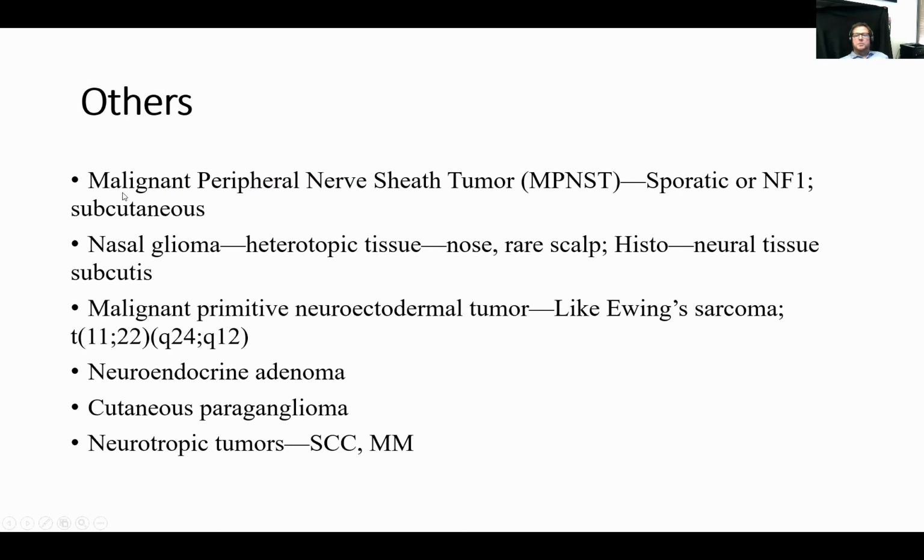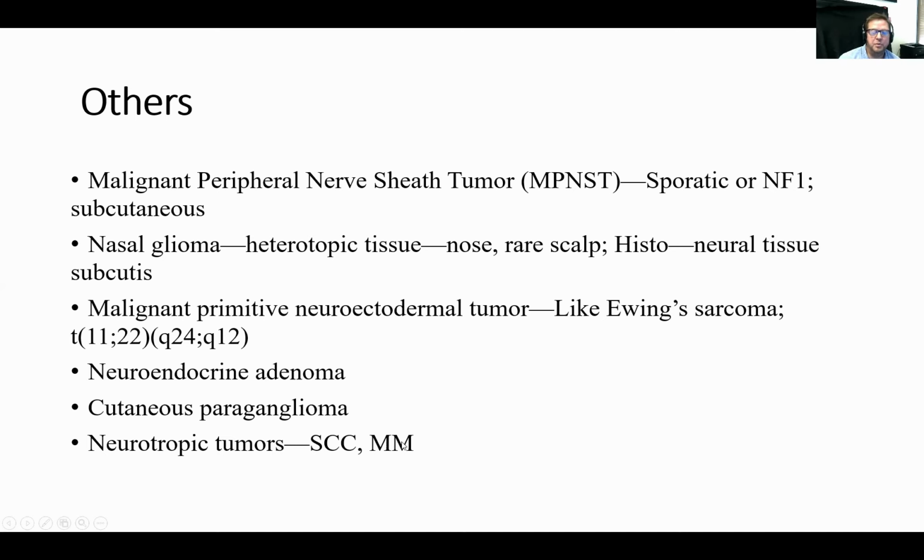So I talked about malignant peripheral nerve sheath tumor. A nasal glioma, just know about this. I don't have any cases. Heterotopic tissue, nose, rarely the scalp, neural tissue in the subcutis. And then there's a rare tumor, malignant primitive neuroectodermal tumor. Distinguish it from this, just know that it's like Ewing sarcoma and has the Ewing sarcoma translocation, for which there's a FISH probe. I've never seen a case of this. And then there are a few others mentioned.